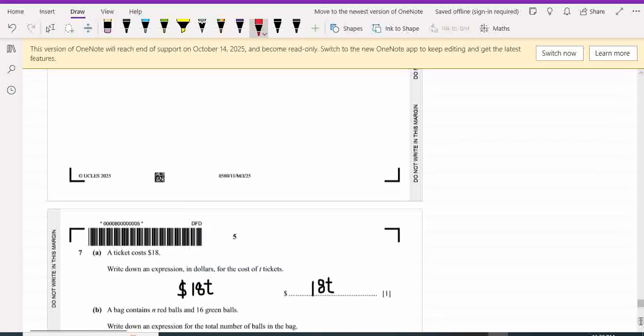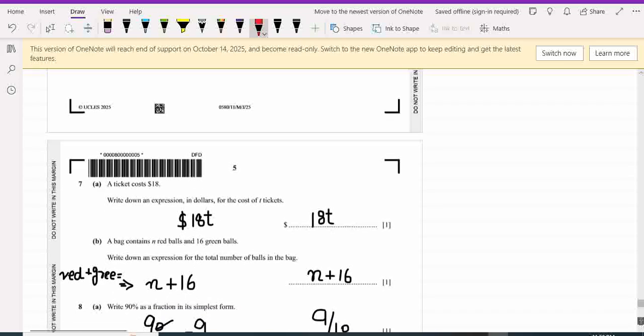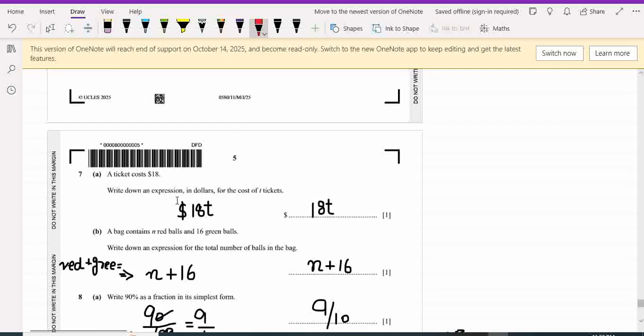Question number 7 is, one ticket costs $18. We have to write down an expression in dollars for the cost of T tickets. If you have to find the total cost of the tickets, then multiply the number of tickets with the cost of one ticket. So the number of tickets is T and the cost of one ticket is $18. If we multiply 18 with T, we get the total cost. So the answer will be 18T.